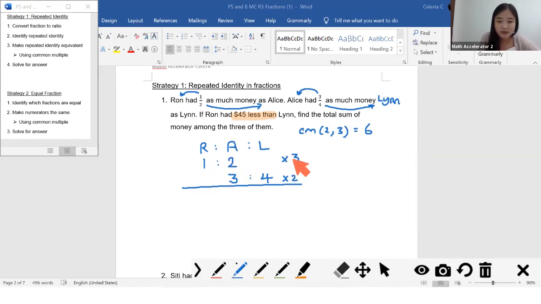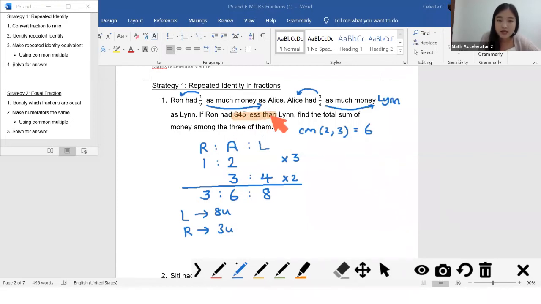So first set of ratio, 1 times 3, 3. Alice will become 6. And then for Lynn, 4 times 2, 8. So Lynn has 8 units and Ron 3 units.